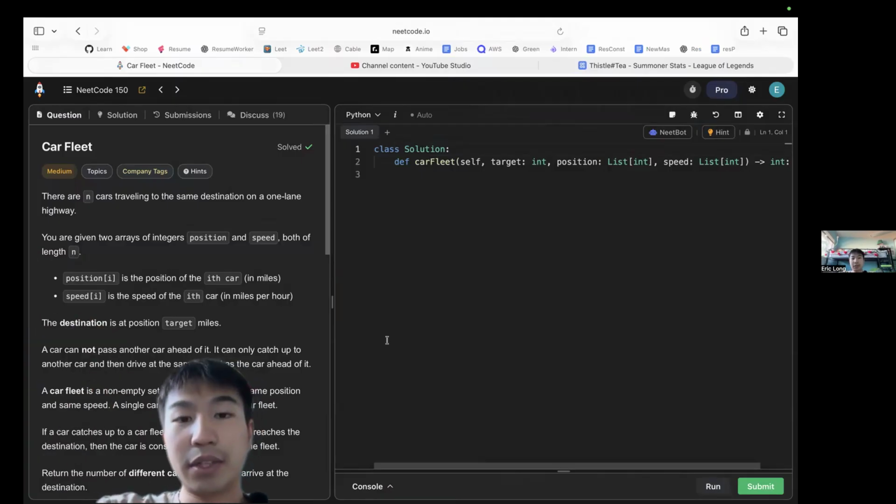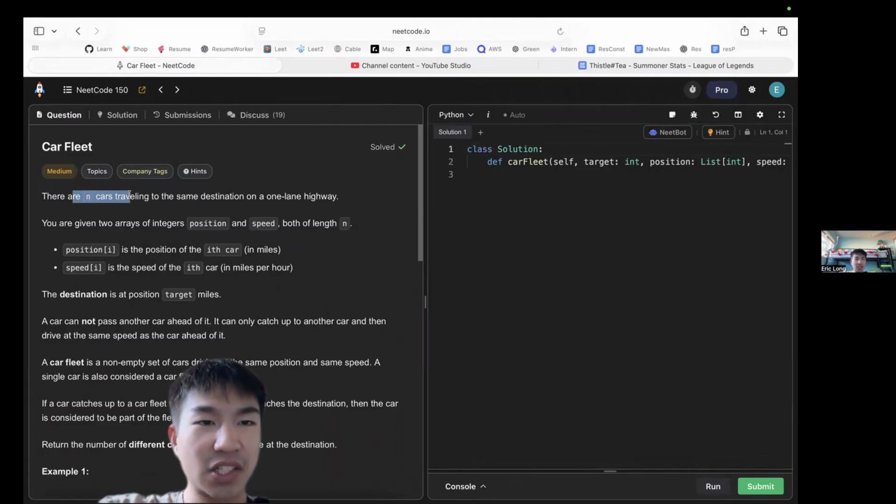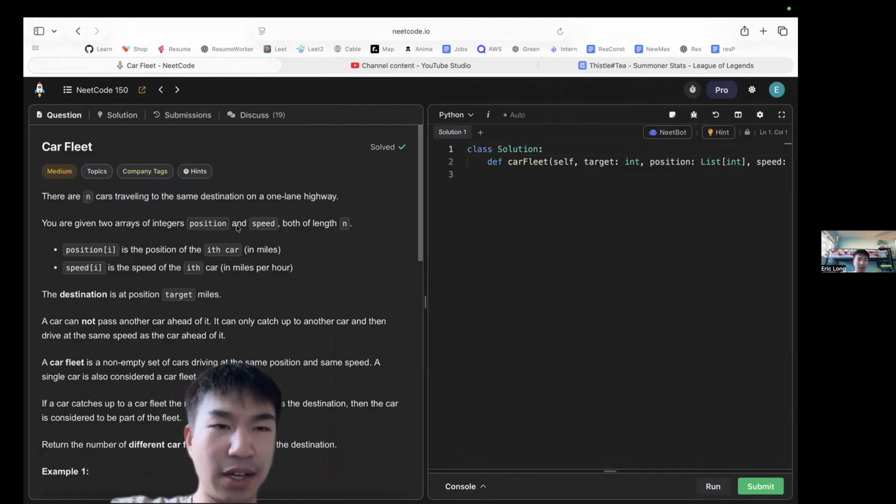Let's go ahead and read the question. Car fleet. There are n cars traveling to the same destination on a one-lane highway. You are given two arrays of integers, position and speed, both of length n.